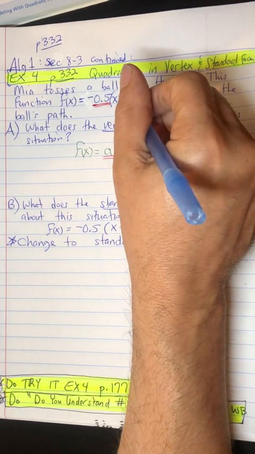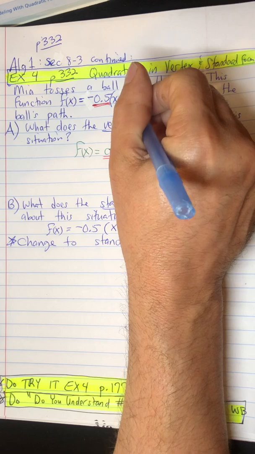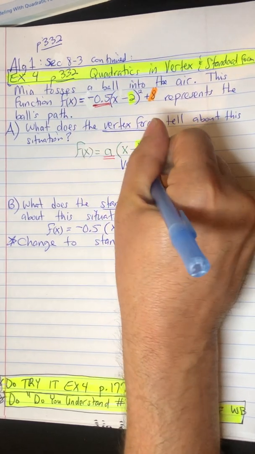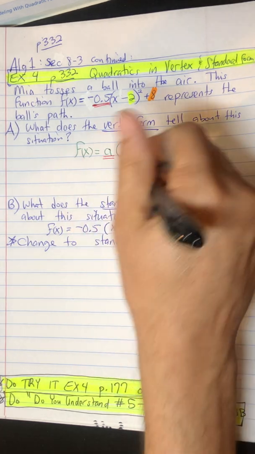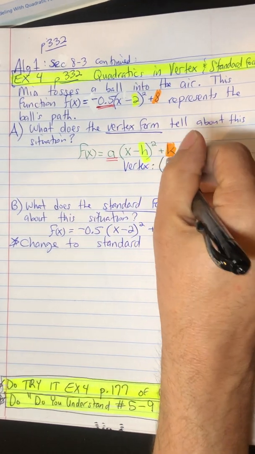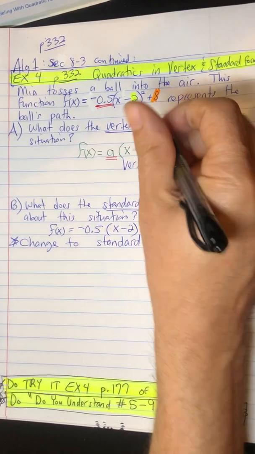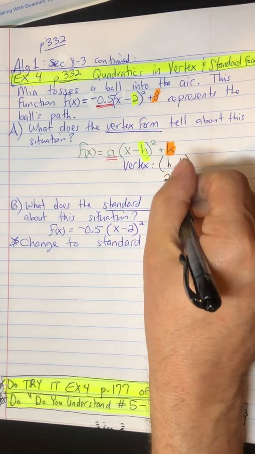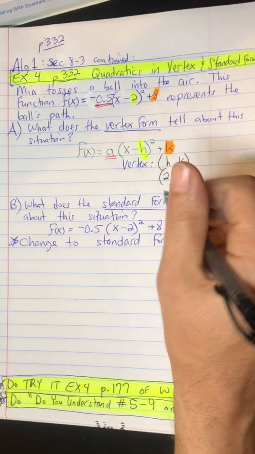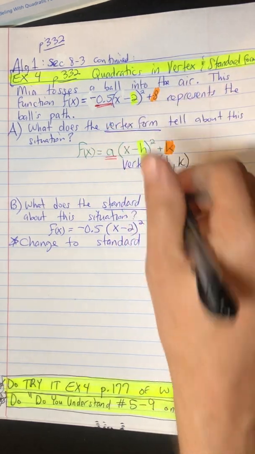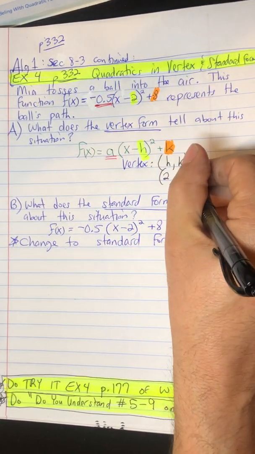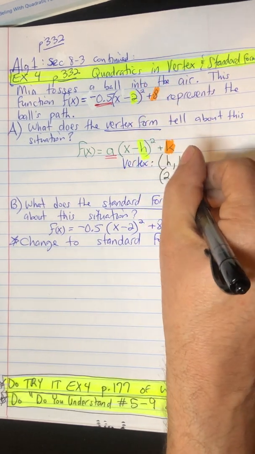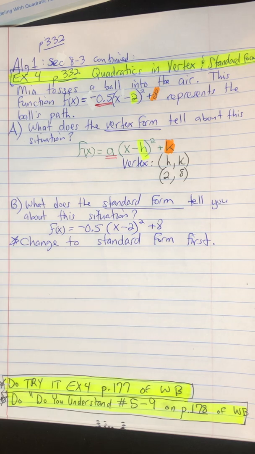If it's in vertex form, finding the vertex is very easy. The x-coordinate of the vertex is h, and k is the y-coordinate of the vertex, and they're always right here. The x-coordinate is +2. Remember, h is the opposite of what it looks like. Since it's -2, it's +2. And the y-coordinate is exactly what it is. If it's -8, it would have been -8. If it's +8, it's +8. So (2, 8) is the actual vertex.